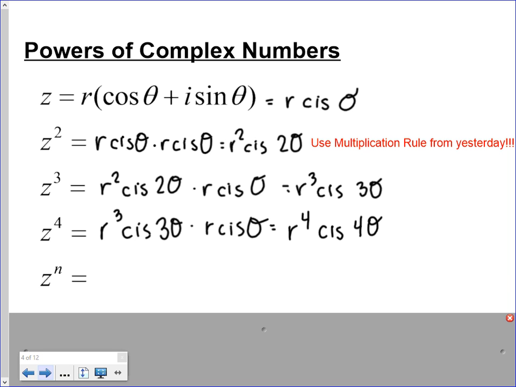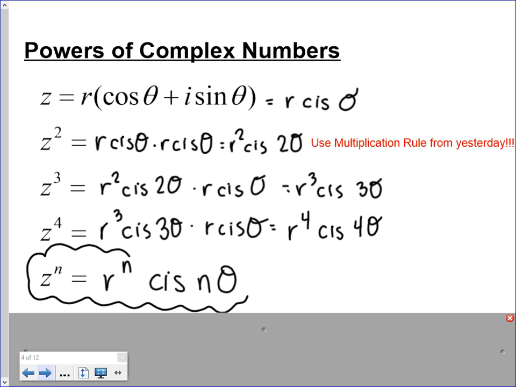Share with your pods, what did you get for your rule? Does it look something like this? r to the n, cis n theta? Okay, so that is the formula for raising a complex number in trig form to a power, n.